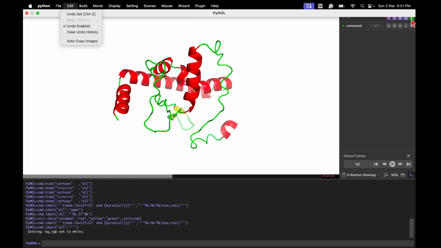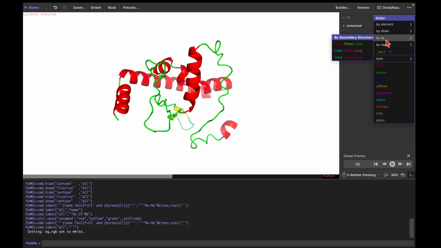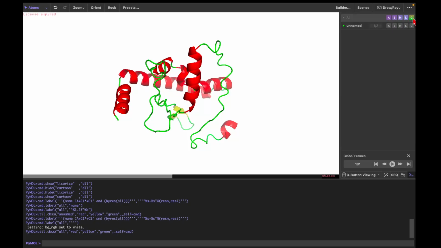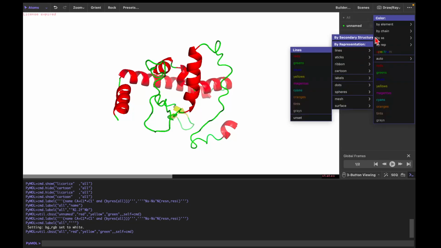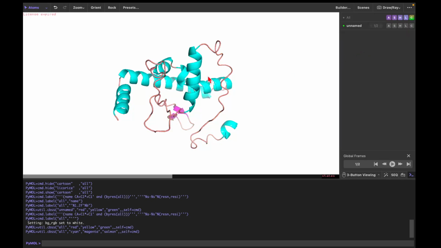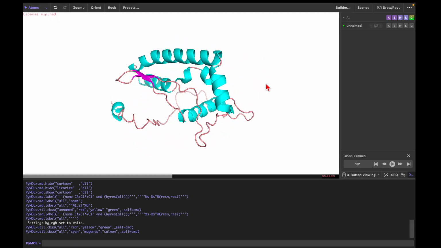You can even use secondary structure based coloring. So we have different coloring options, chain based coloring, secondary structure based coloring. Okay, I'll do it now. It's already there. Now the colors have been changed. So am I clear, or do you want anything more?